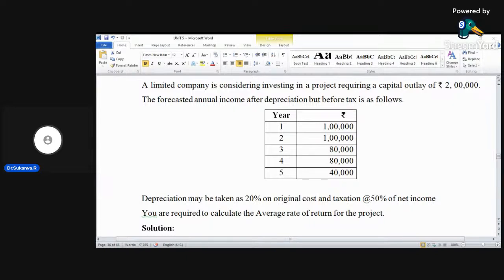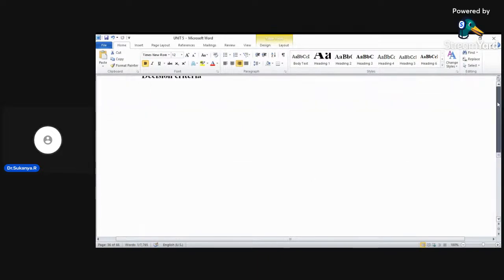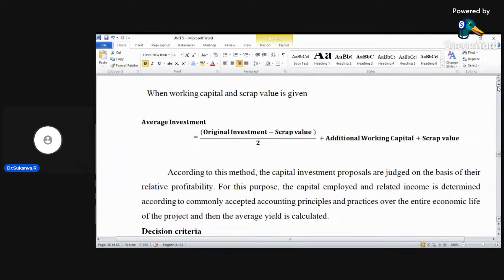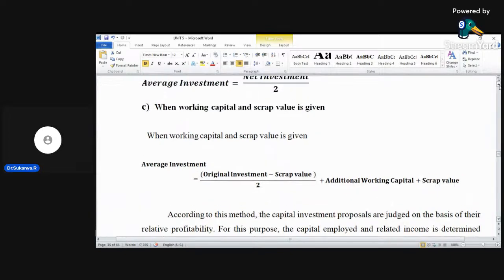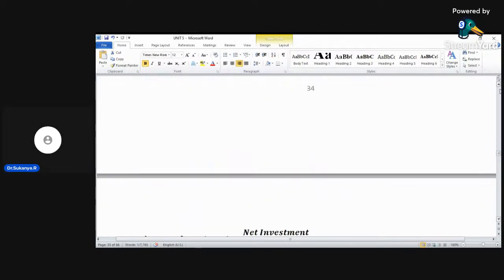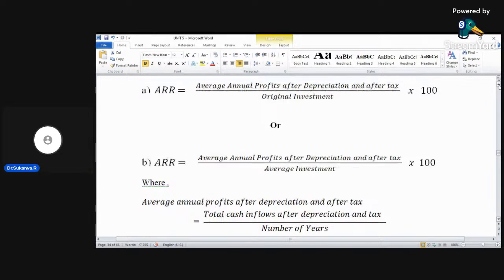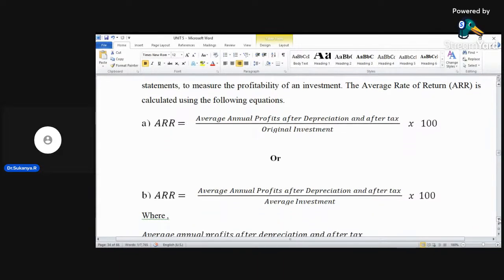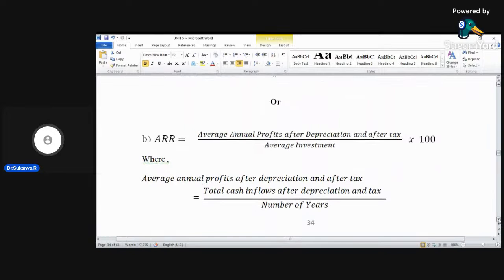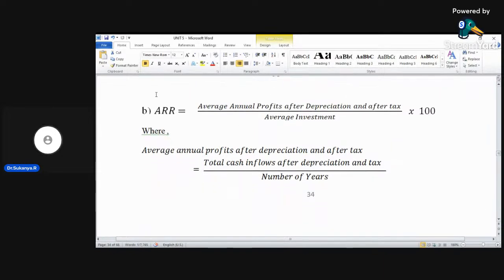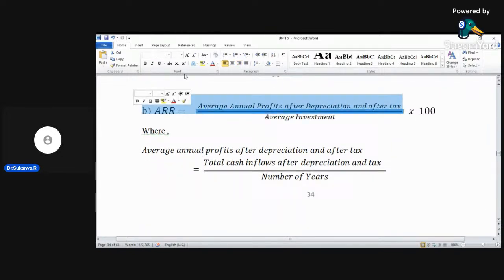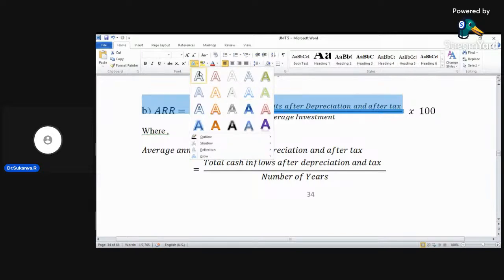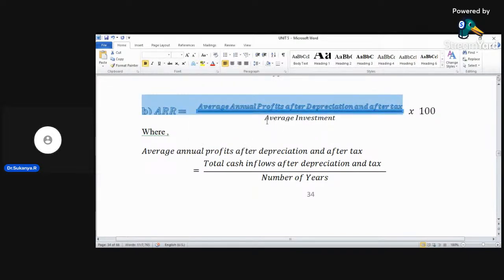What adjustment do we have to make? Okay, now have a look at this. Now, first of all, dear students, let us see what is the formula to calculate ARR. Okay, all of you very clearly see this. When it comes to the average rate of return method, you have average annual profits after depreciation and after tax divided by average investment multiplied by 100.